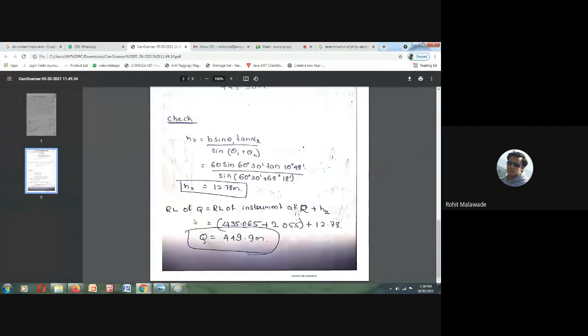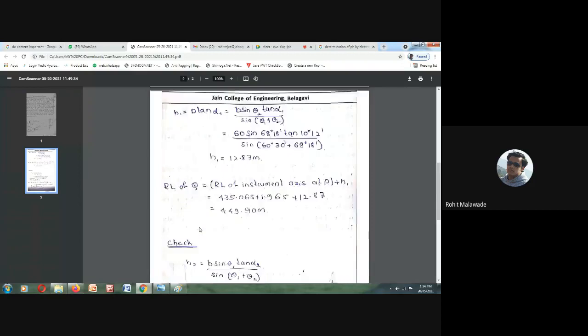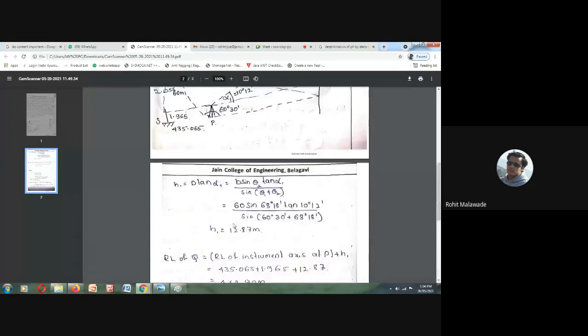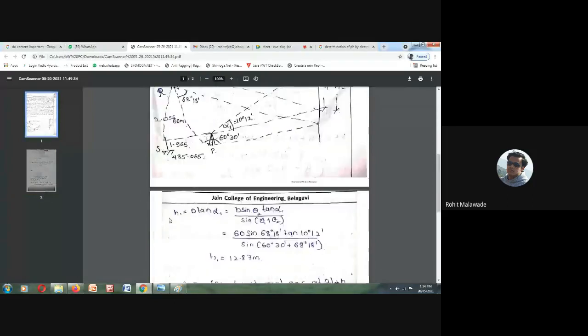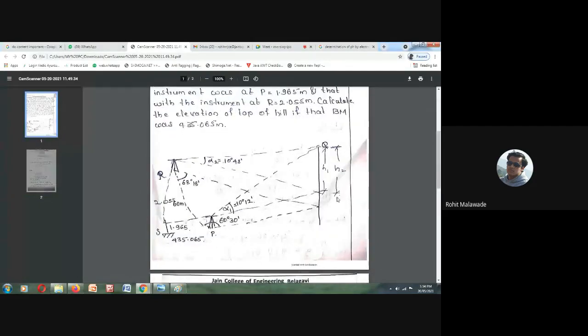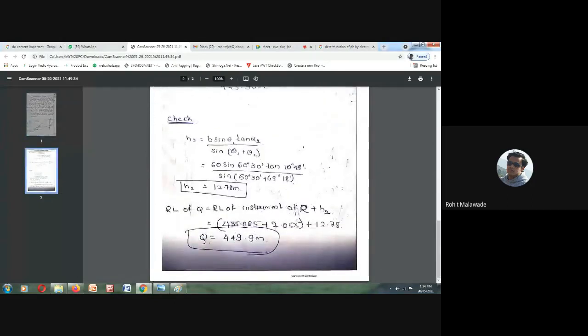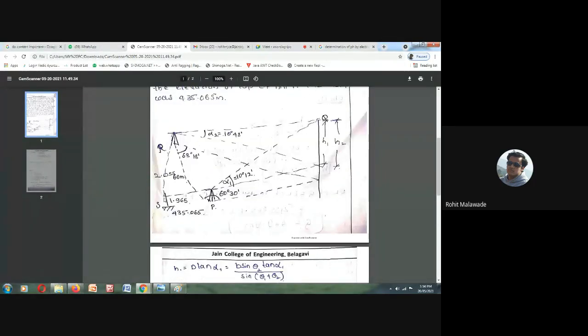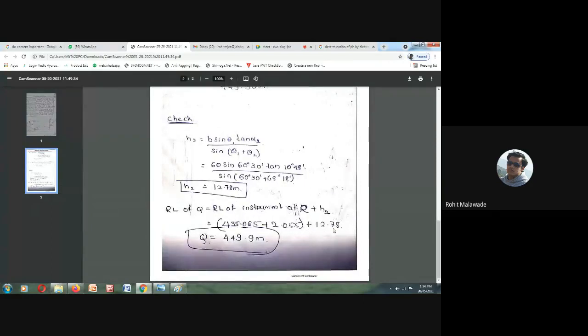So how are we going to get the RL of Q from R? The RL of the instrument axis plus staff reading plus H2. So we are going to get 435.065 plus 2.055, which is your staff reading from R. That is the height of the instrument you are going to get.